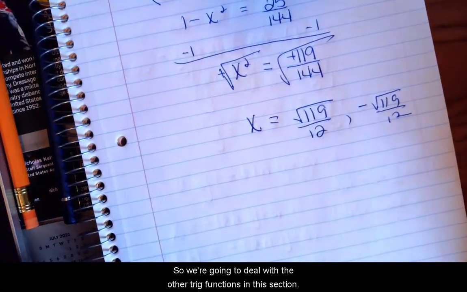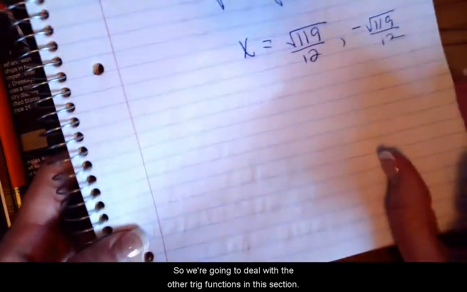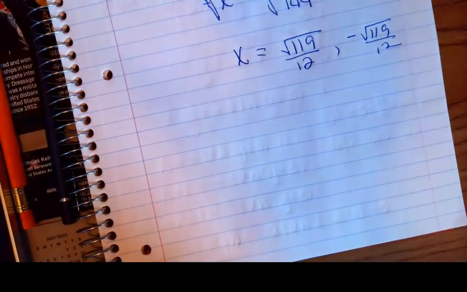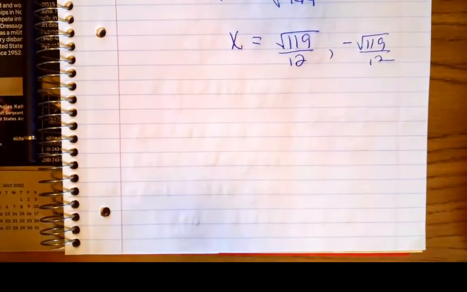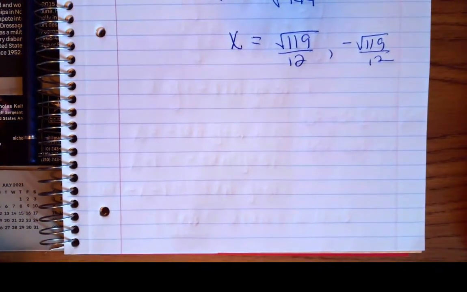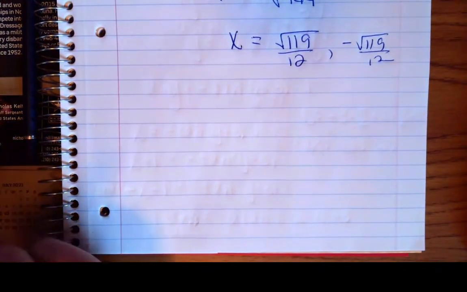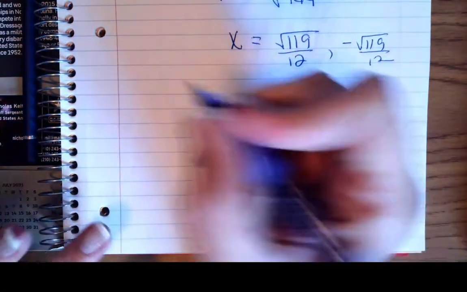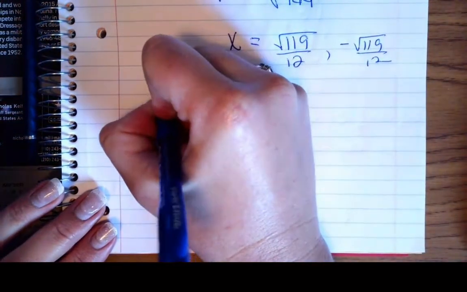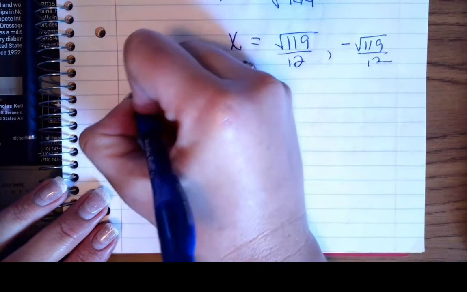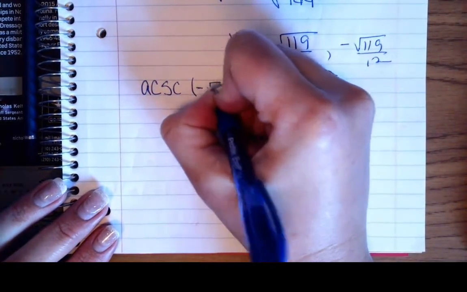So we're going to deal with the other trig functions in this section. We've done sine and cosine, and we messed a little bit with tangent. We built a triangle. And now we're going to look at the other inverse trig functions. So we can start with the arc cosecant of negative root 2.